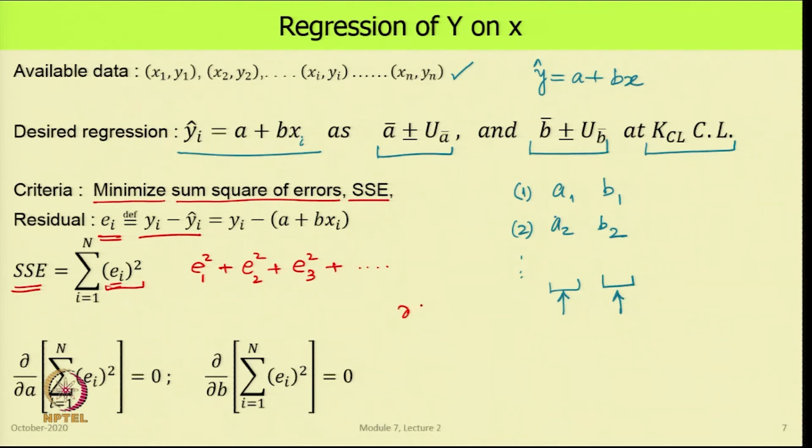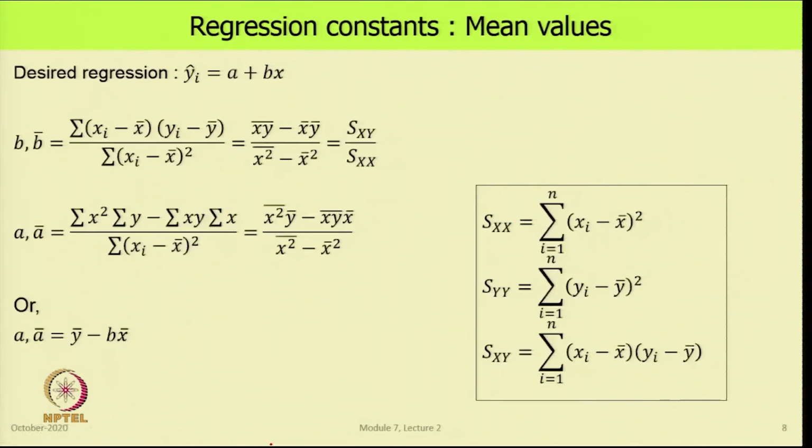That means that we want to set dSSE divided by dA to 0, and dSSE divided by dB to 0. If we do that, we will get the values for A and B. We can do this simple mathematics: write the full expression, differentiate it and set it to 0, and the answer that we get is like this.